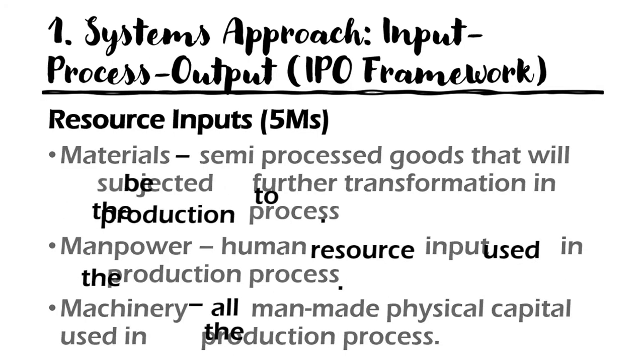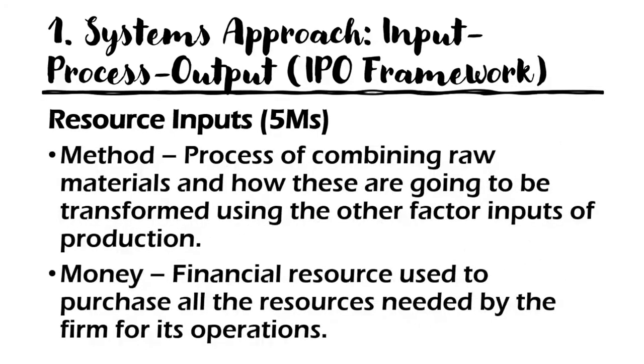And then, next letter M is the method. Process of combining raw materials and how these are going to be transformed using the other factor inputs of production. So, method, basically, it refers to the process. So, yung process na mismo ng paggawa noong tinapay. Based sa example natin kanina, di ba? So, yun yung method. Paano ba ginagawa yon? Okay? May part na may machine ang gumagawa, may part na tao ang gumagawa. So, basically, yung process of transforming the raw materials to final output, yun po ang tinatawag nating method.